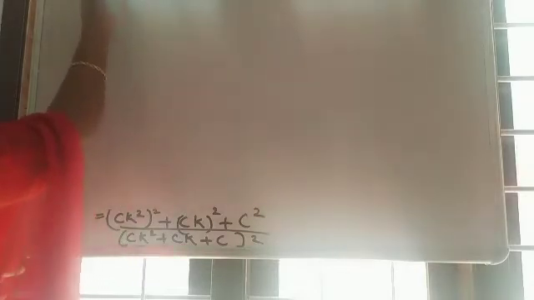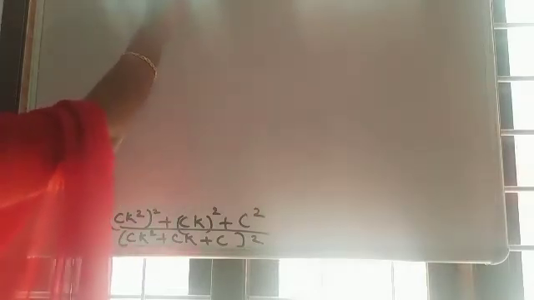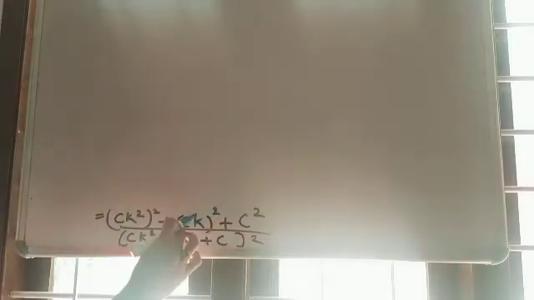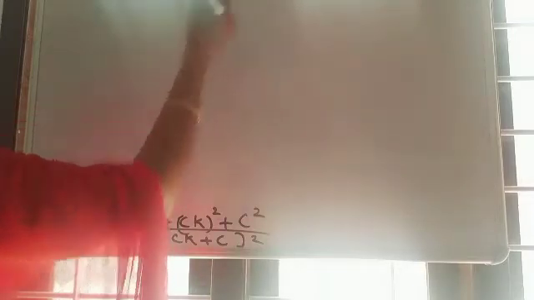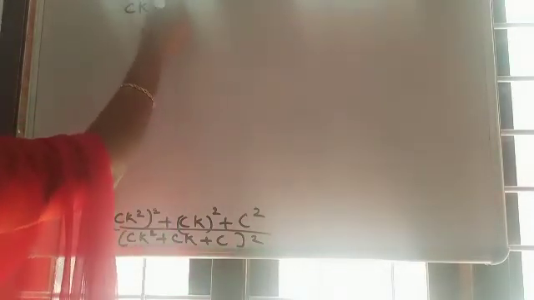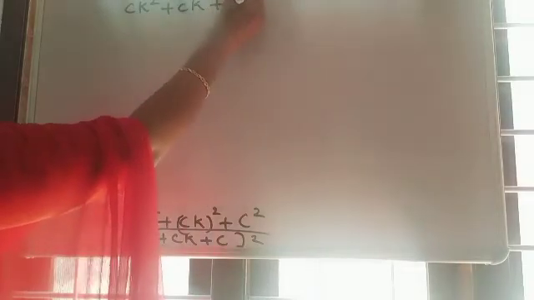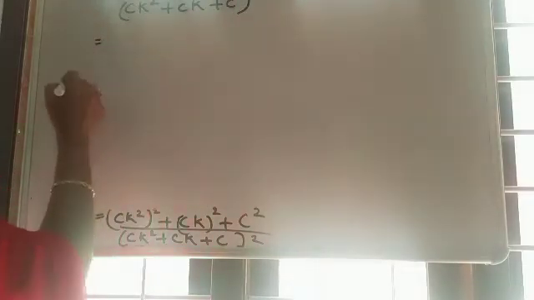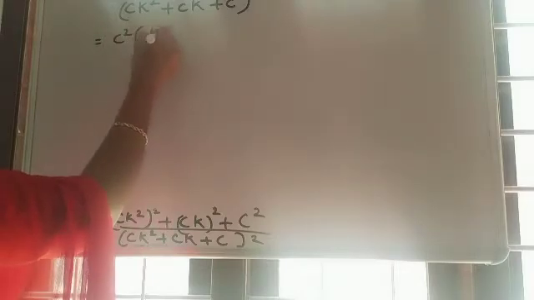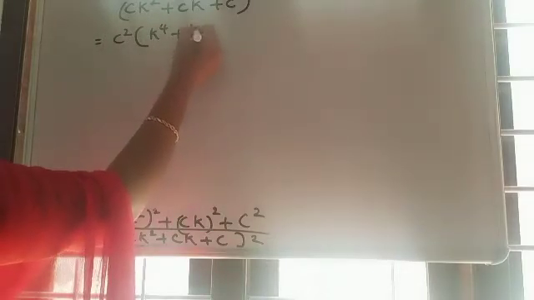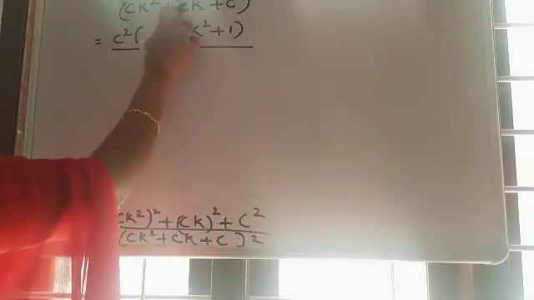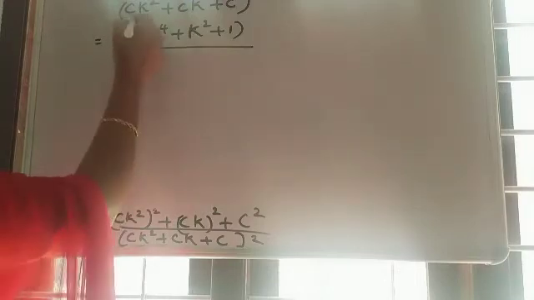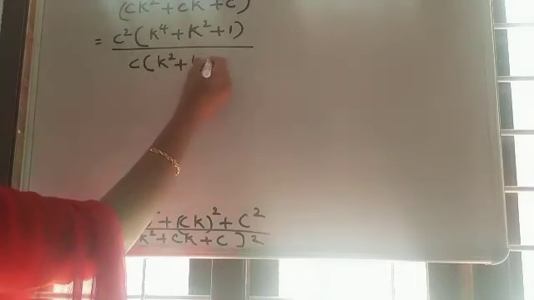The square is common for both C and K square. So, we can write it as C square K raised to 4 plus, this square is common for C and K, so we can write it as C square K square plus C square divided by CK square plus CK plus C the whole square. In the numerator we can take C square common, then K raised to 4 plus K square plus 1, divided by, within the brackets we can take C common. So, C, then balance K square plus K plus 1.